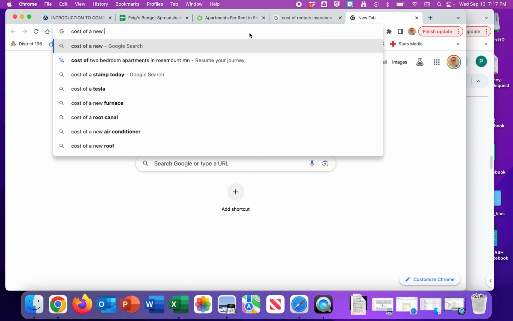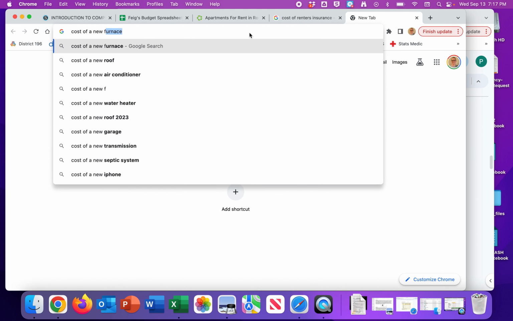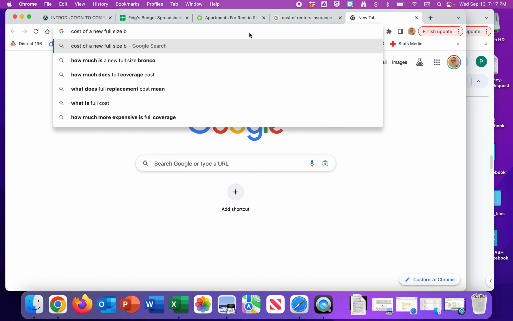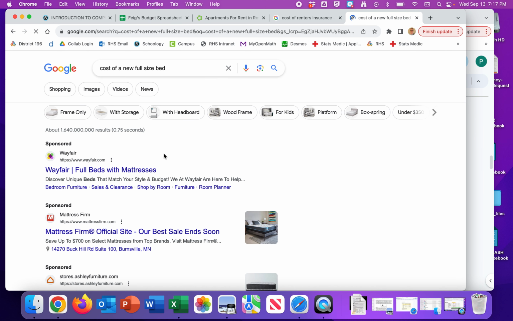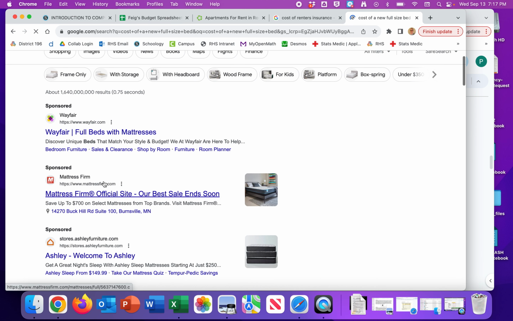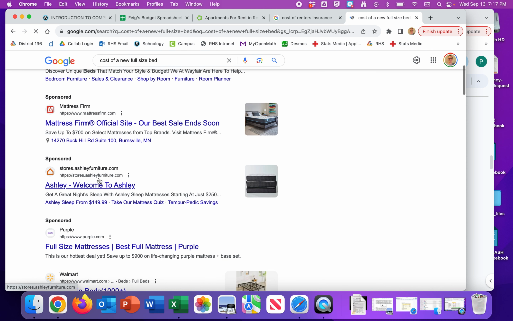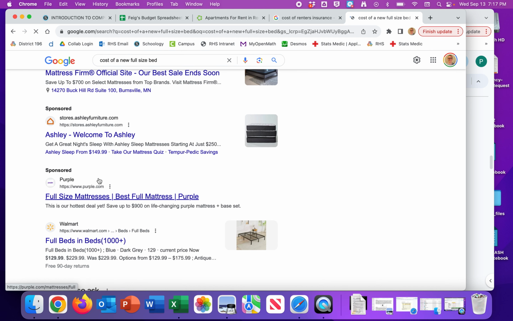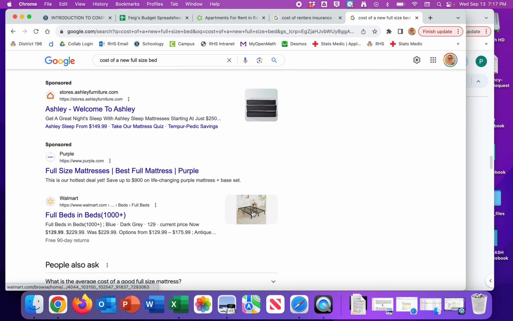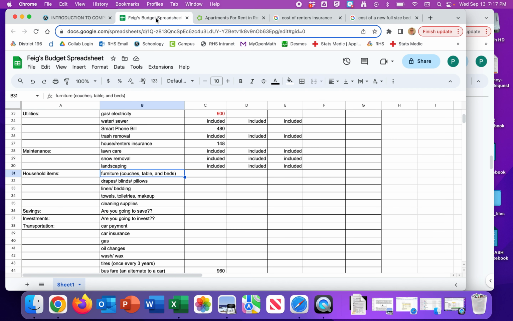Cost of a new, what are you going to get? Full-size bed? Twin bed? And you could go on Wayfair. You can go to mattressfirm.com. All these places, right? Like here's just a bed frame. So I'm just encouraging you here, slow down. I'm going to give you a lot of days to do this, but really dig in and figure this out. So once you do, let's just say you spent $500 on furniture.